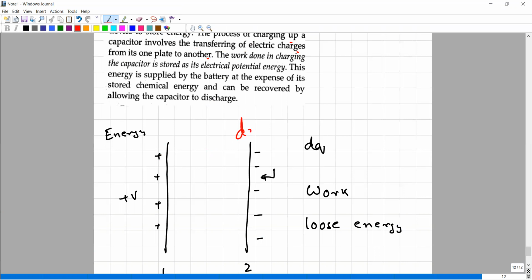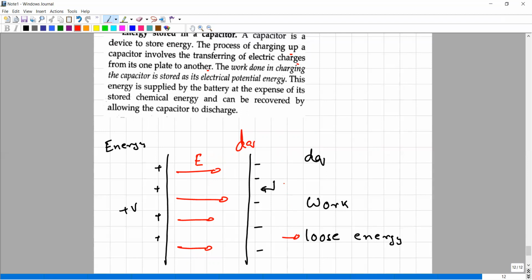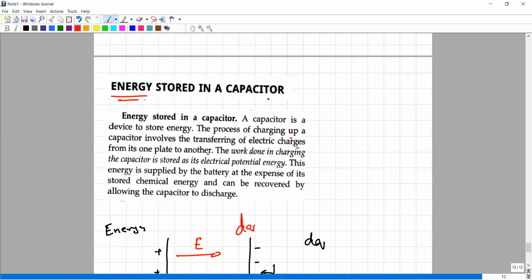Whenever you transfer a positive dq charge from plate 2 to plate 1, you'll have to do some work because you're moving the positive charge against the electric field. This is the electric field set up by the positive plate towards the negative plate. And when you take a positive charge from plate 2 to plate 1, you'll have to do some work, and that external agent doing the work is going to lose energy, and that very energy is stored as the energy of the capacitor.